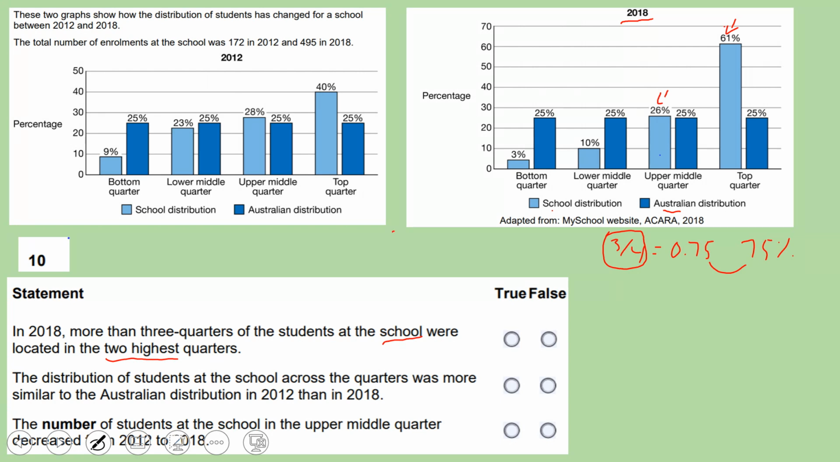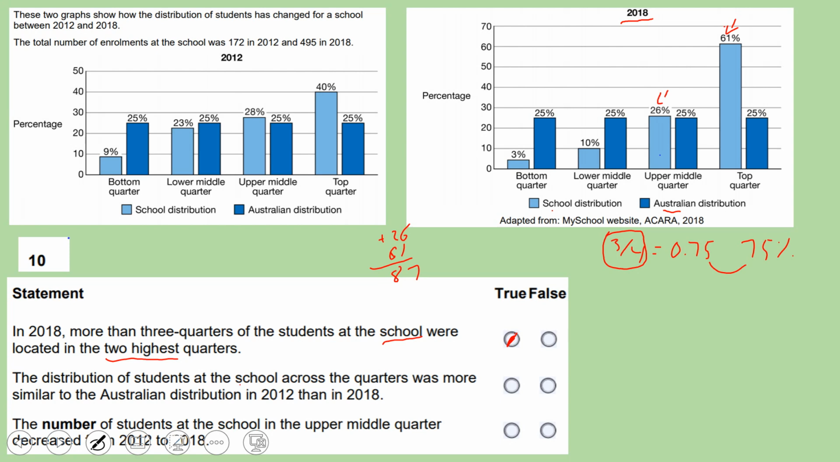26 plus 61 equals 87, which is more than 75. So because 87 is more than 75, that means there was more than 3/4 of the students at the school in the 2 highest quarters in 2018. So that is true. Next question is the distribution of students at the school.